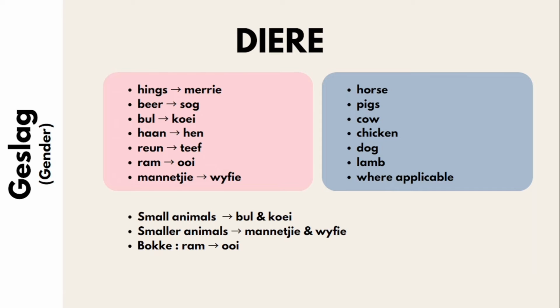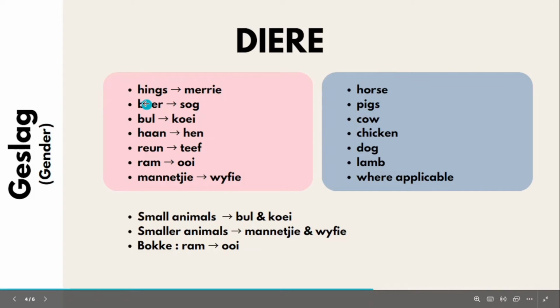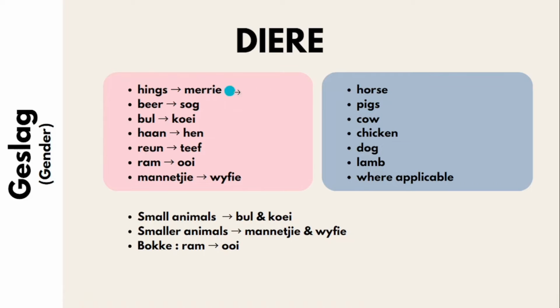Next, we have animals. Again, you need to sit down and maybe collect like 20 animals that you are aware of and assign the gender to them. Okay, so the one that I love the most is hings and merrie. So this is for a horse. I just put the animal that these gender types are for, if that makes sense.